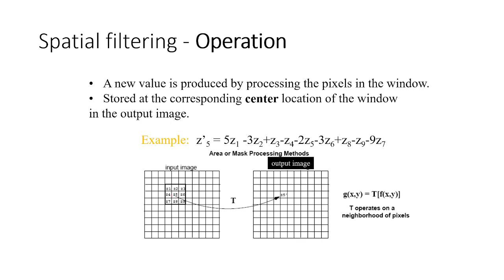So this is an image, these are the gray values of that particular image. If Z5 has to be filtered in the operation, then the function operations are applied on Z1, Z2 through Z9 around it.